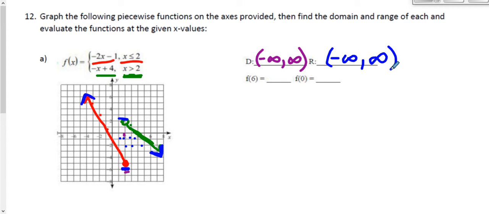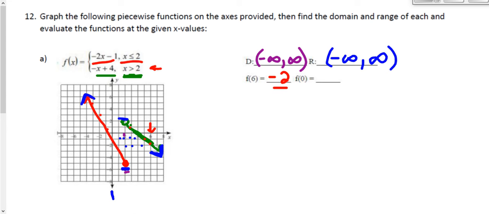Now my job is to go ahead and find f of 6 and f of 0. So to find f of 6, I have to look at which portion of my graph cares about that x value right there. The portion of my graph that cares about it is this green line right here, and this green line should be going through -2 at the x value 6. And I know my graph is a little sloppy, but I could also use the green equation right here and plug in the number 6 to it because 6 is greater than 2. That would plug in 6 to the x value, -6 plus 4, and that would give me the y value, -2.